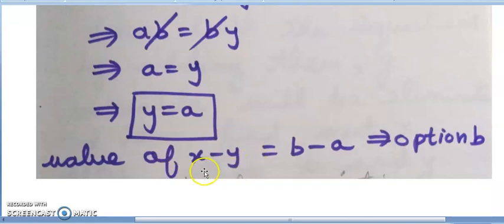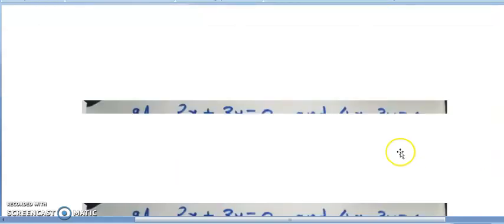So I need to find out from the question x minus y. So I'll substitute the value of x, that is b. Minus is there, I'll write minus, and then what is the value of y I got? a. So b minus a, which is my option B. Now moving to the next question.